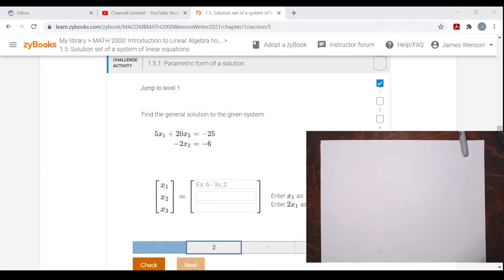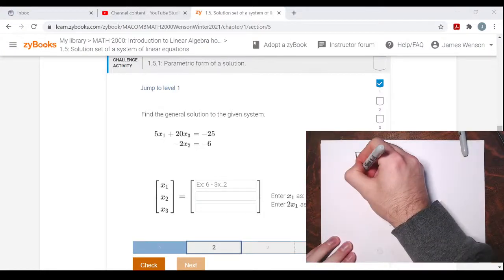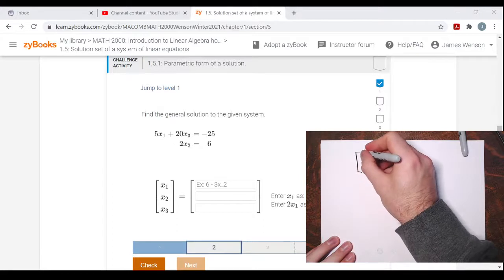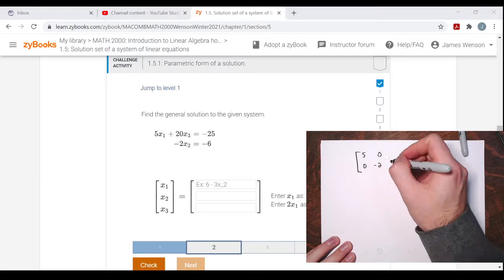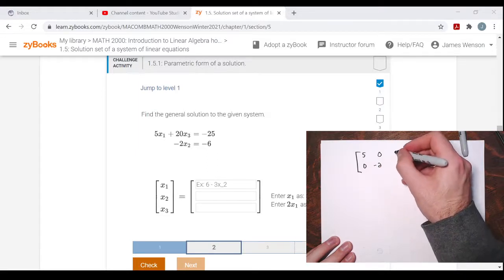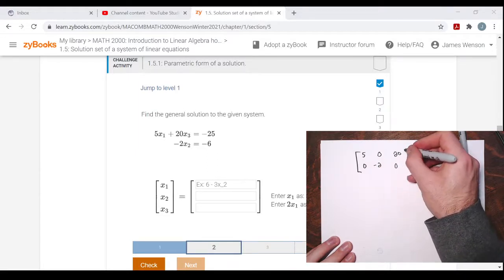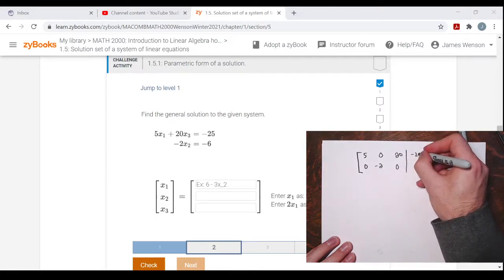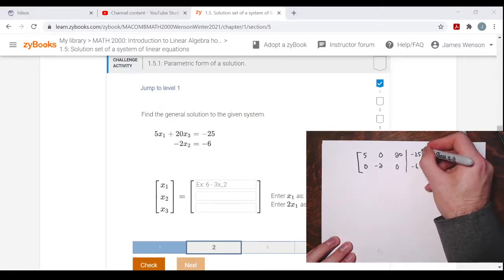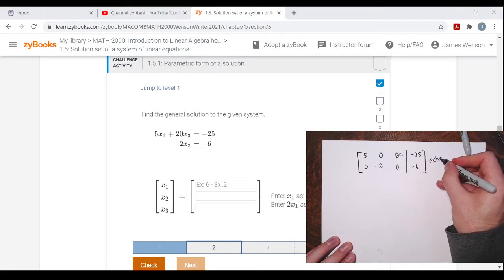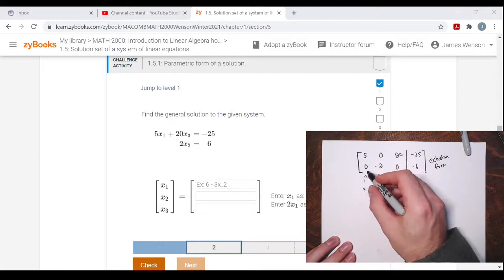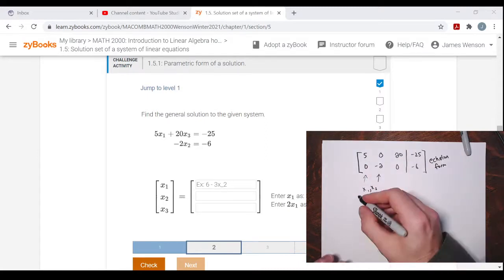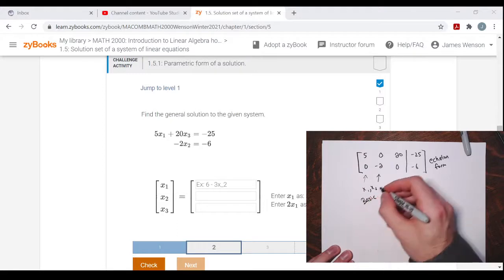See that system, if I write a matrix for it, the coefficients of x1 are 5 and 0. The coefficients of x2 are 0 and negative 2. And the coefficients of x3 are 20 and 0. And you have equals, and then negative 25 and negative 6. This is in echelon form. x1 and x2 are basic. Again, the first 2 columns have pivots. And x3 is free.